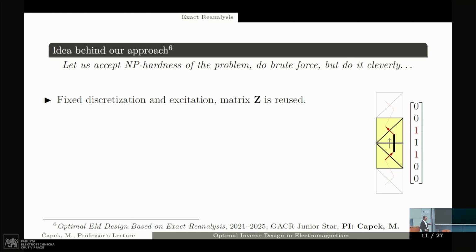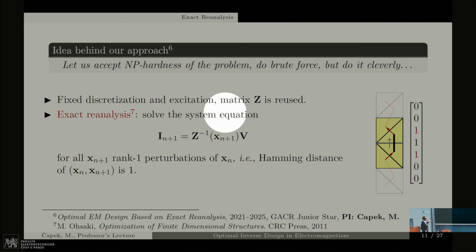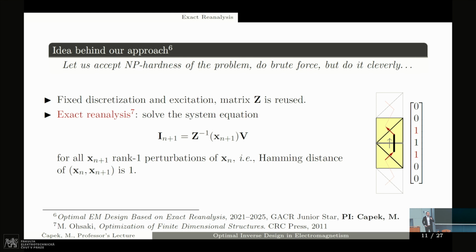So we fix the discretization, so the triangles are fixed, as is the excitation. We precalculate the Z matrix only once. That's kept, and we only reuse it again and again. And the important step is that when you solve this equation again and again, you do this inversion only for potential shapes which are only rank 1 different to the initial shape. So you basically study only the smallest possible perturbations of the shape, but you do it discretely. So it's basically a nearest neighbor algorithm over Hamming distance 1.